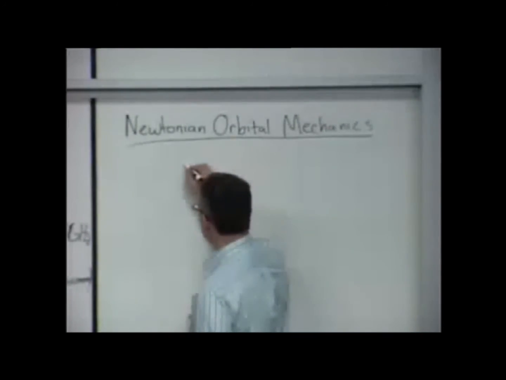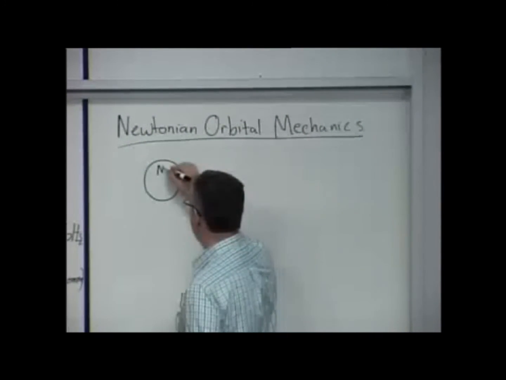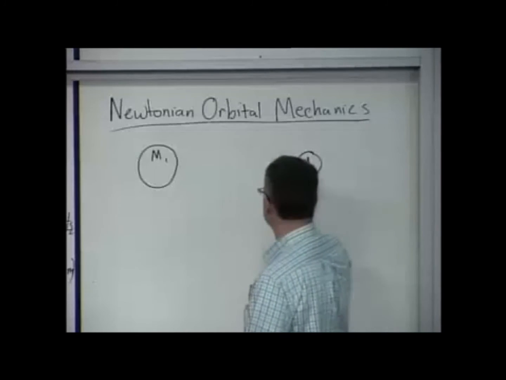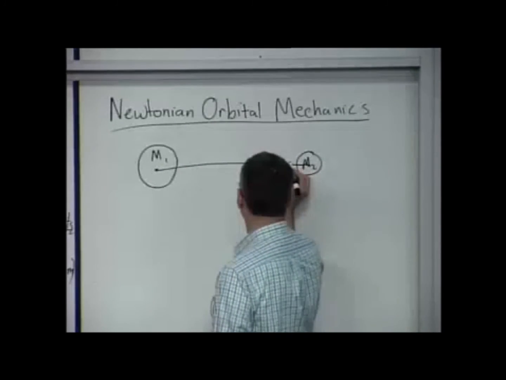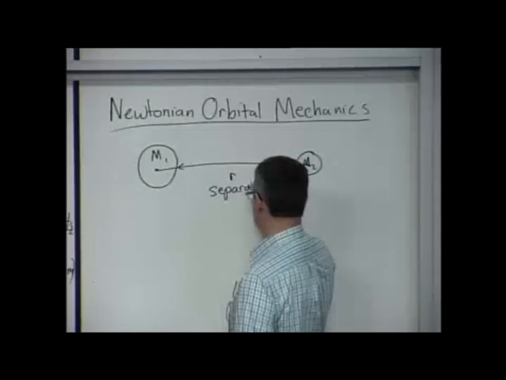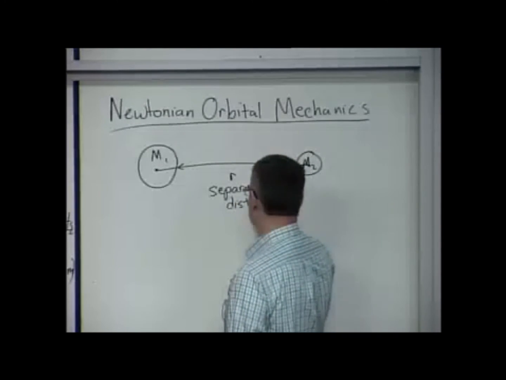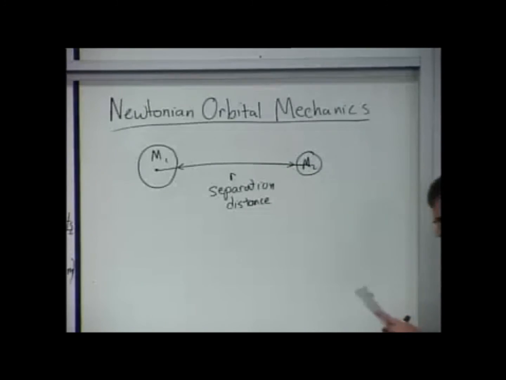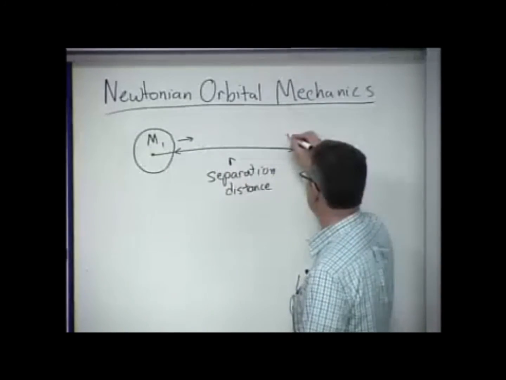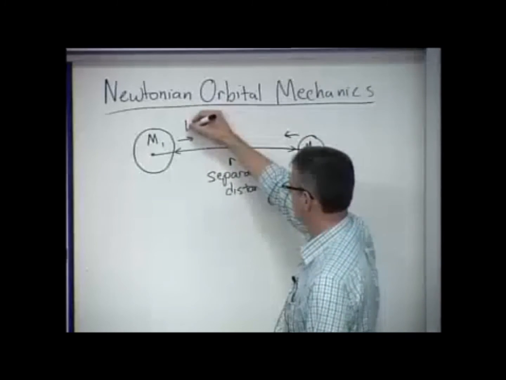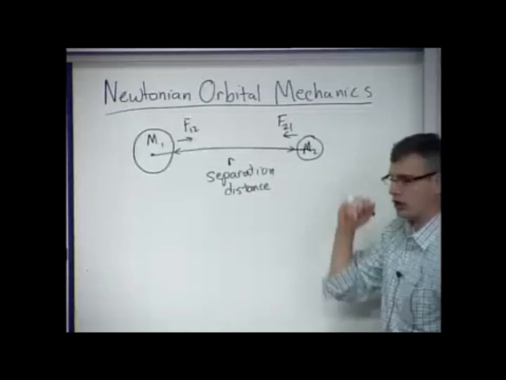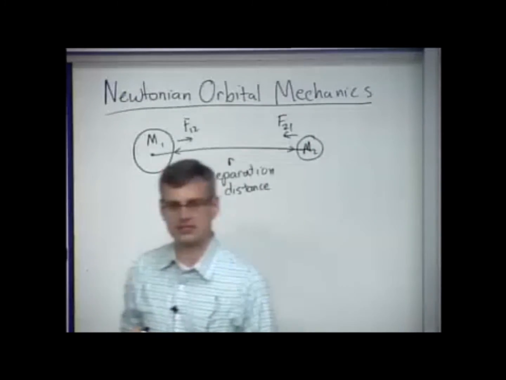Okay. In Newtonian gravitation, I've got 2 masses always. There's mass 1 and mass 2. And they're separated by a distance r. Call r the separation distance. And if these have masses, they are going to mutually attract one another. There's going to be a force on object 1 due to mass number 2, and a force on 2 due to mass number 1. And they are going to be equal and opposite. Equal in magnitude, opposite in the direction.